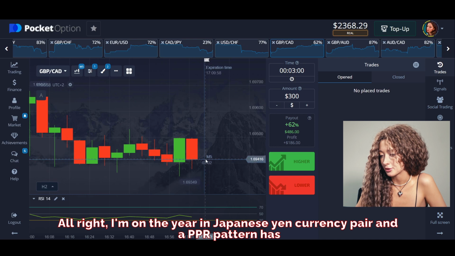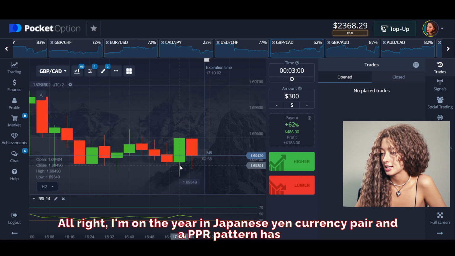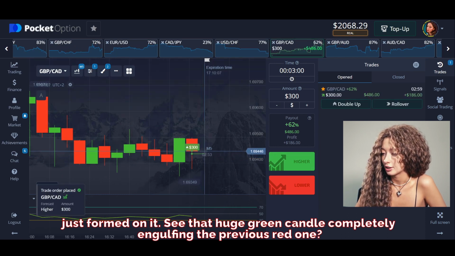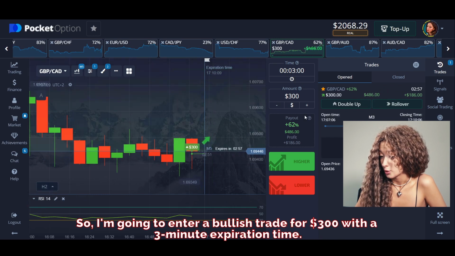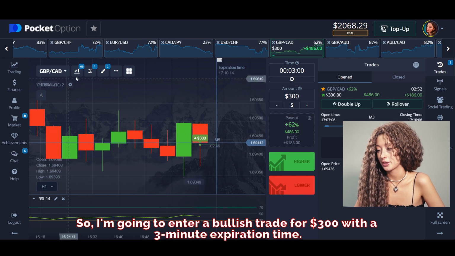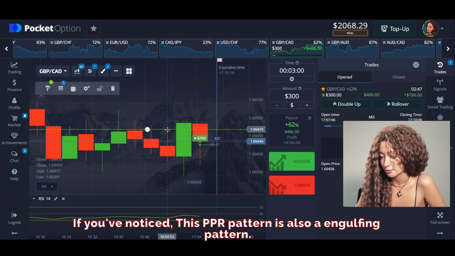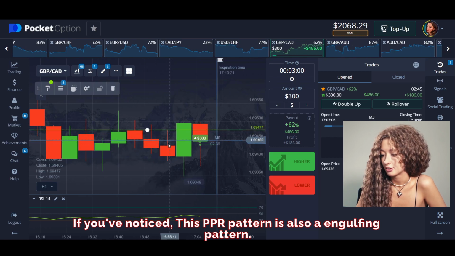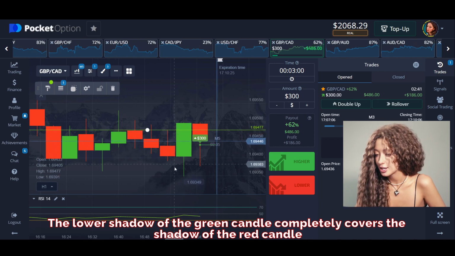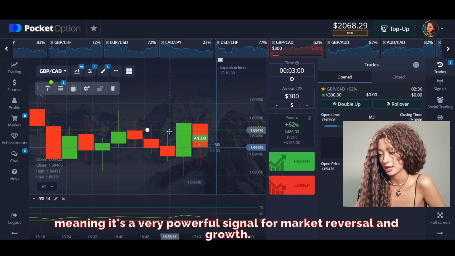Alright, I'm on the Japanese yen currency pair, and a PPR pattern has just formed on it, so that's a huge green candle completely engulfing the previous red one. So, I'm going to enter a bullish trade for $300 with a 3-minute expiration time. If you noticed, this PPR pattern is also an engulfing pattern. The lower shadow of the green candle completely covers the shadow of the red candle, meaning it's a very powerful signal for market reversal and growth.